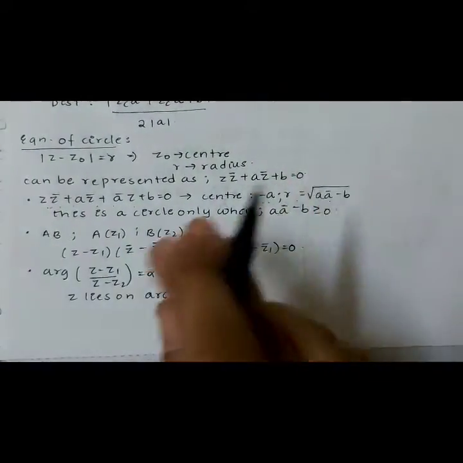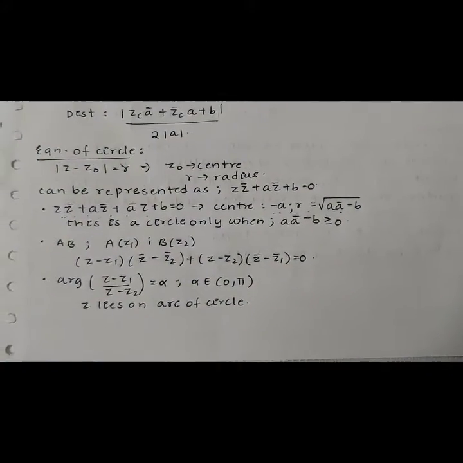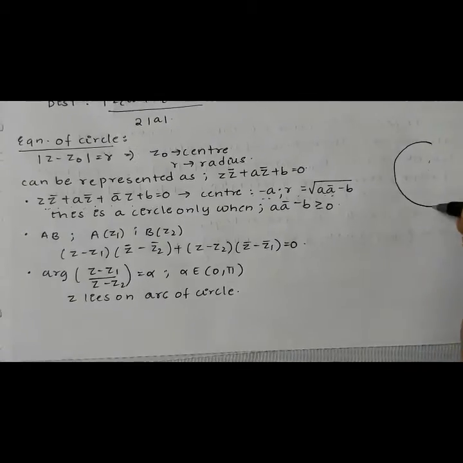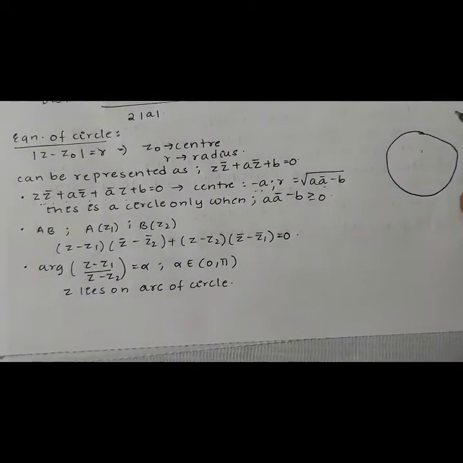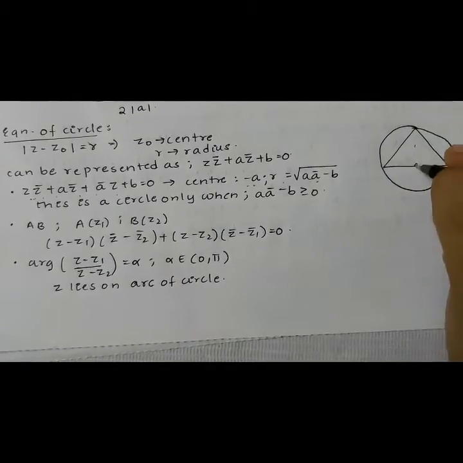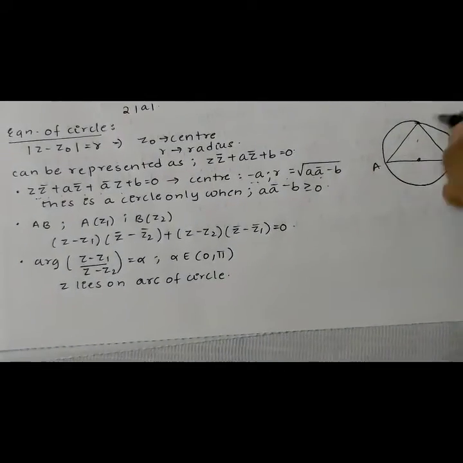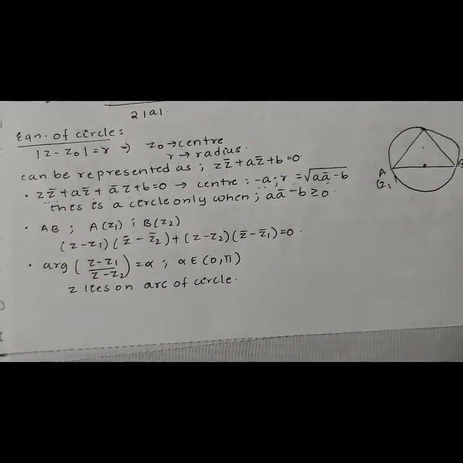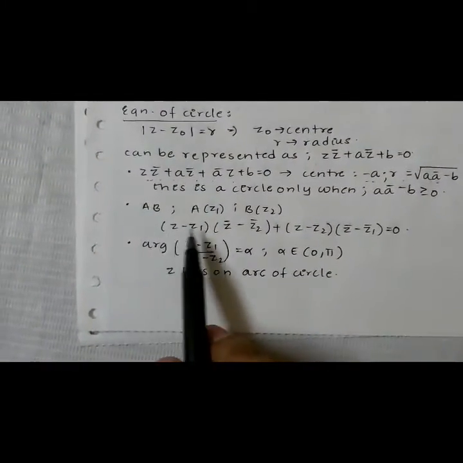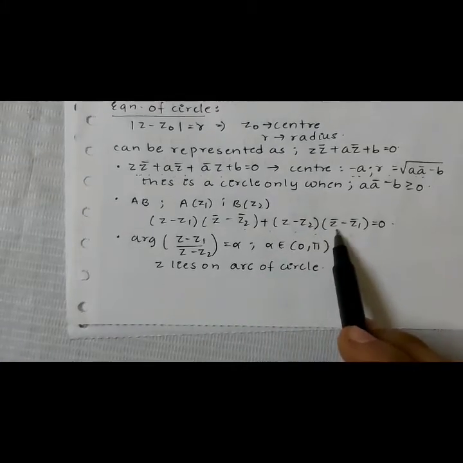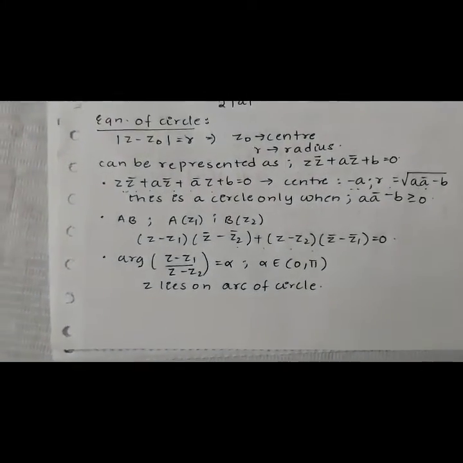The equation of circle described on line segment AB, where AB is taken as the diameter, is given as, let us consider a circle. Let AB be the diameter. Then this is z1, z2, z. The equation of it can be given as z minus z1 into z bar minus z2 bar plus z minus z2 into z bar minus z1 bar is equal to 0.